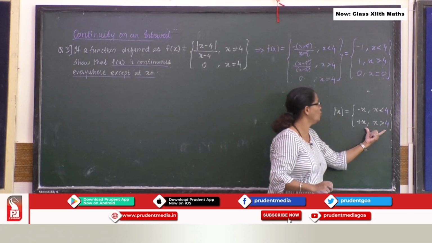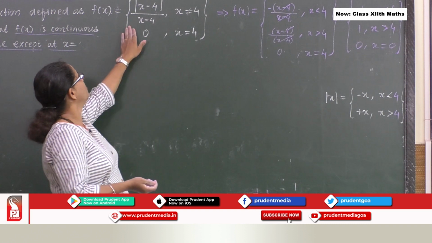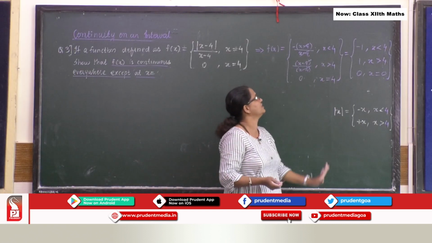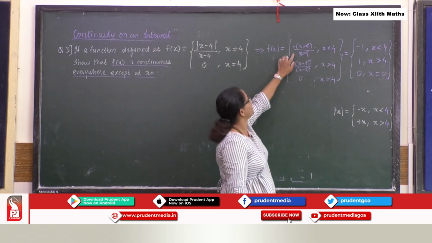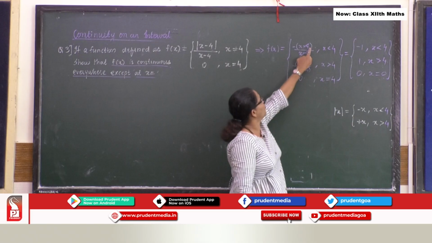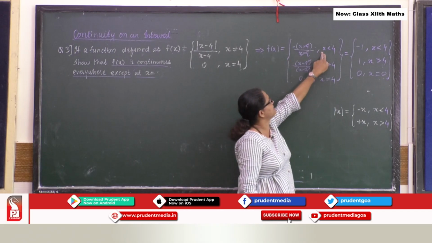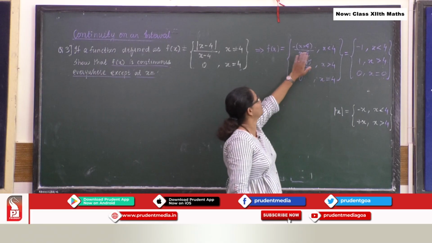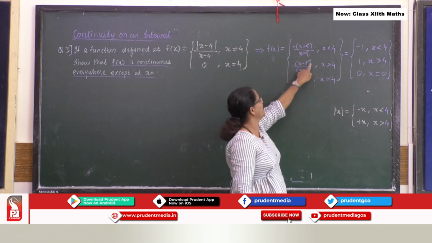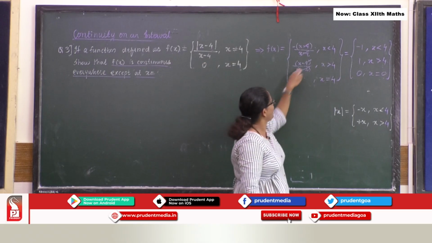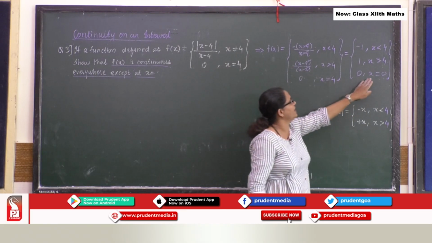So let me proceed further. I will rewrite my function. I always told you, the moment you get a mod sign, rewrite your function in simplified form. So when I rewrite using this concept, minus x minus 4 upon the denominator as it is, when x is less than 4. So this gets cancelled, you get minus 1. Here you talk about positive x, so x minus 4 upon x minus 4 cancels, you get 1, for x greater than 4. And 0, which I am writing as it is.